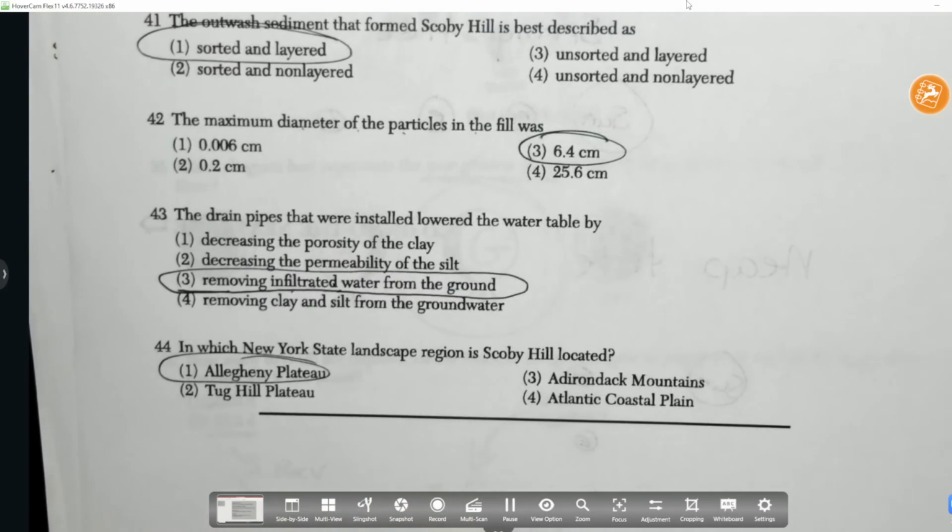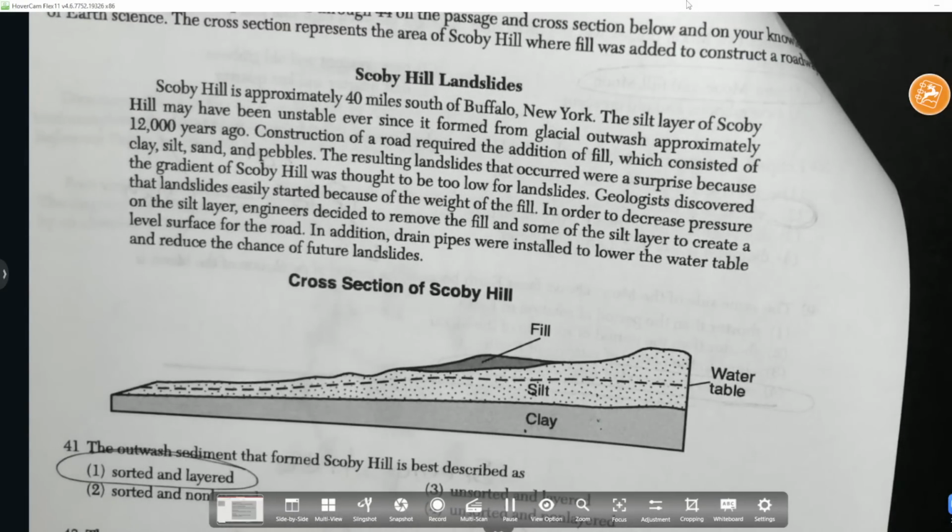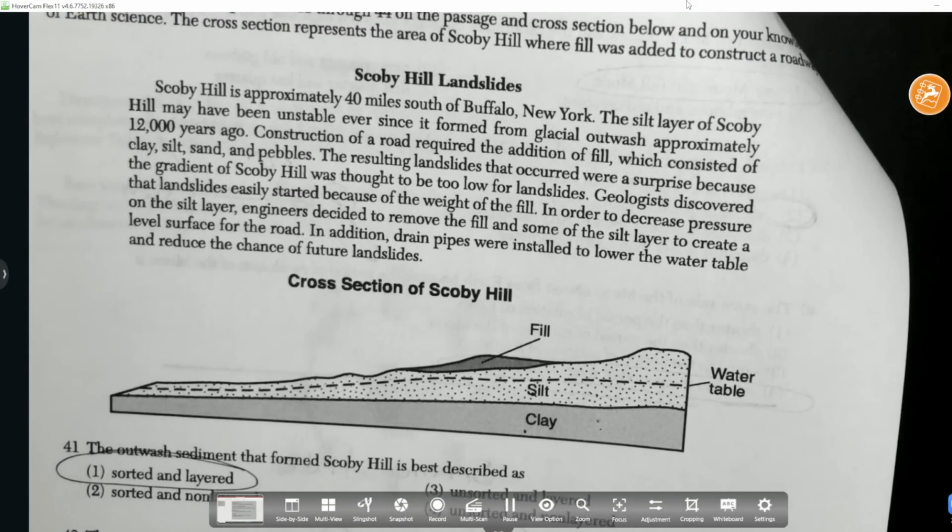By the way, I did these questions without reading through the passage, just to save some time because we're running short today. Don't skip it in real life. Read the passage. Read it again if you have to.